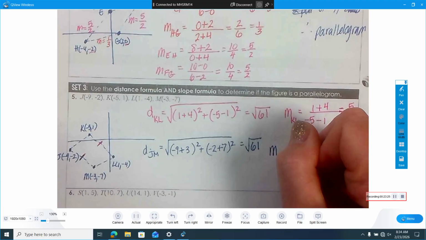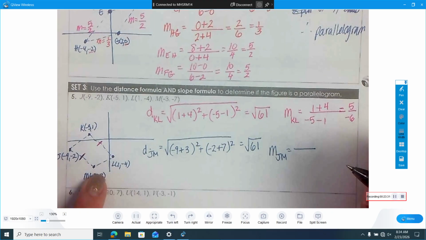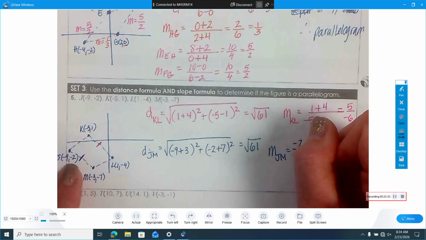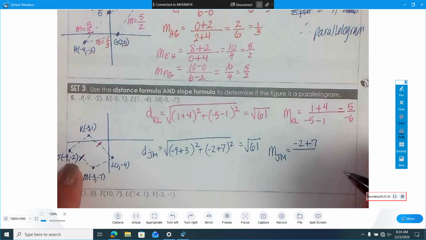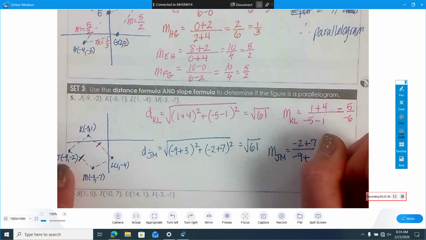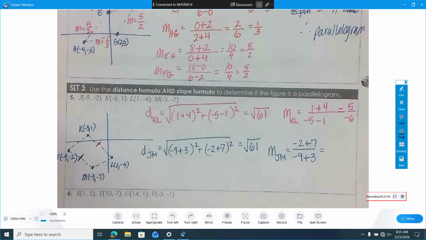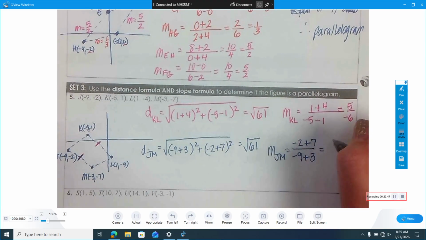And then I also want the slope between J and M. So y2 minus y1. So I'm going to do negative 2 minus a negative 7 over x2 minus x1. So negative 9 minus a negative 3. And negative 2 plus 7 is 5, and negative 9 plus 3 is negative 6.